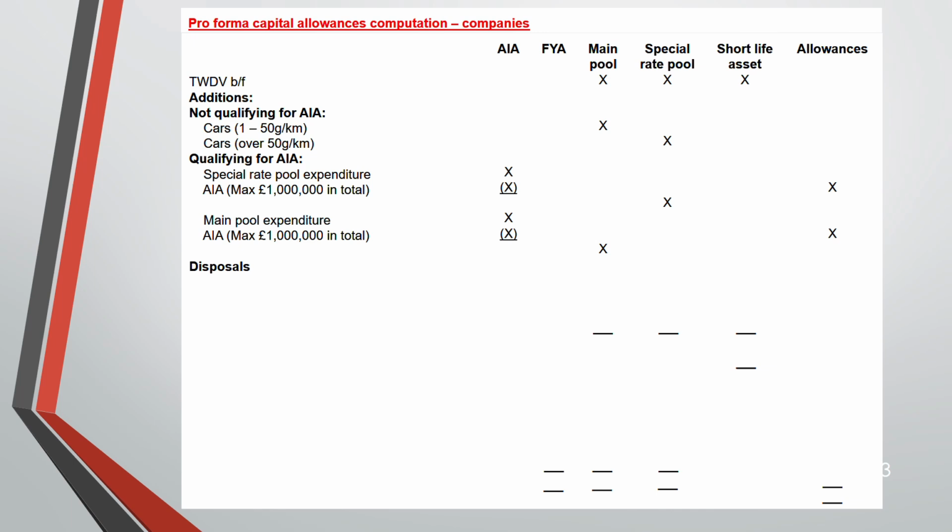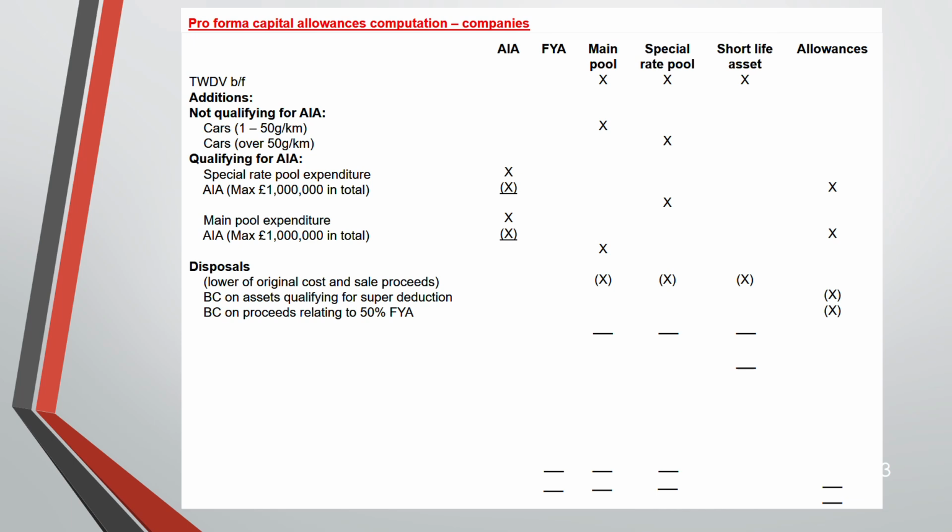Then disposal. Lower of original cost and sale proceed will go to the main pool or special rate, or it could be short life asset disposal, whatever the type of asset. Then you deduct your balancing charge. You will get a balancing charge for super deduction. Just now we have seen, which goes in the allowance column as a bracket because it's a deduction. Then you will get a balancing charge on proceeds relating to 50% FYA, which will also go in the allowance as a bracket.